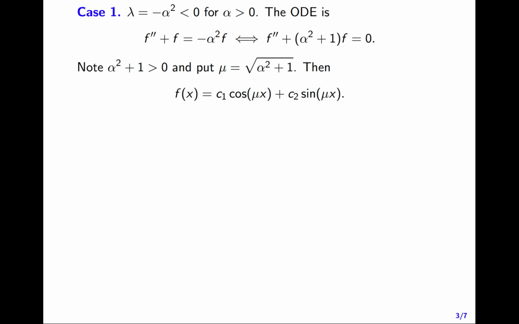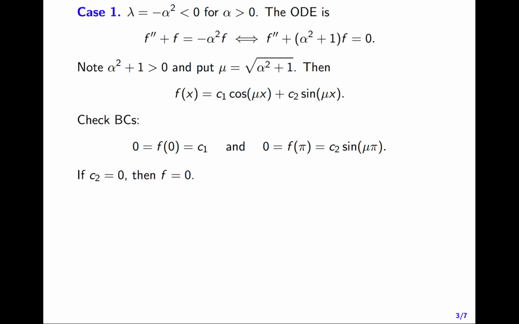That solves the ODE. What about the boundary conditions? We need 0 to be equal to f of 0. What is f of 0? That's just c1. And we need 0 to be equal to f of pi. And what is f of pi? That is just c2 times sine of mu pi, since we'll now assume that c1 is 0. So if we take c2 to be 0, then f would be identically 0. It would be trivial. It's not what we're told we're interested in.